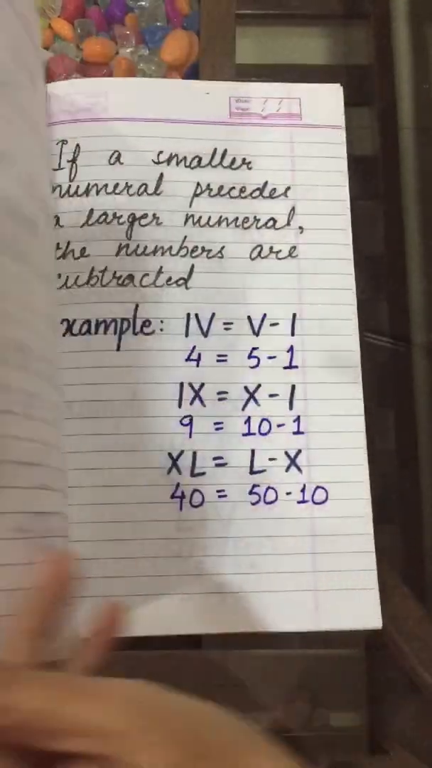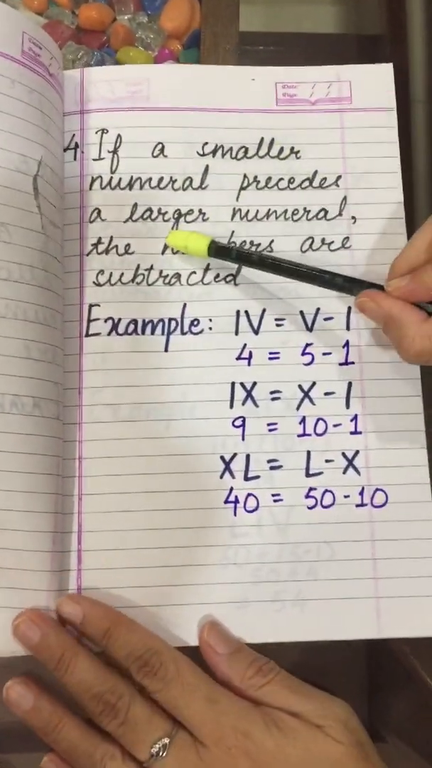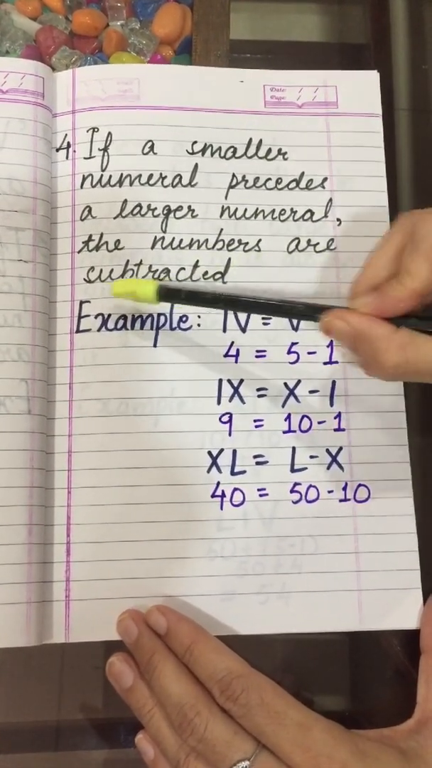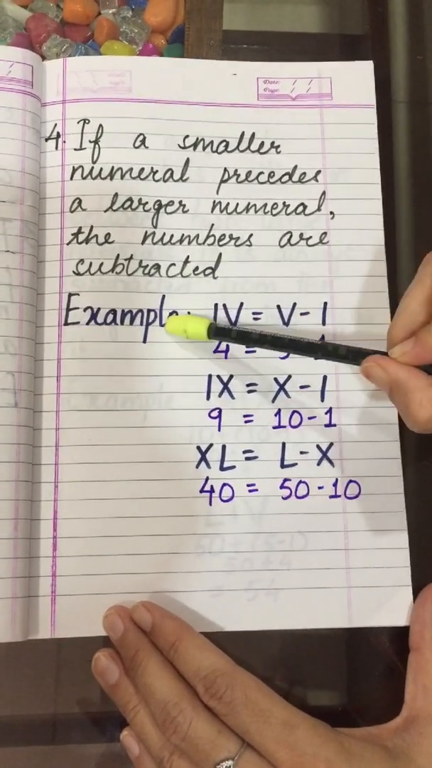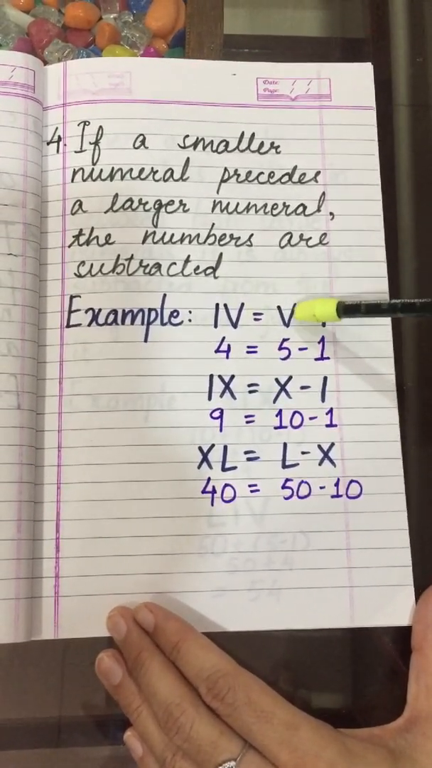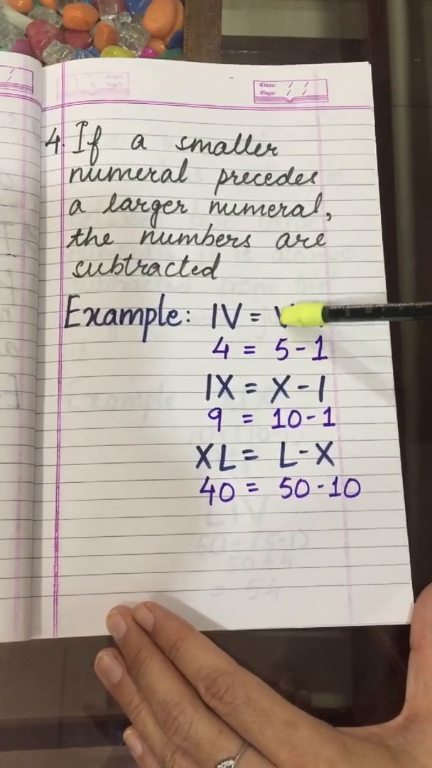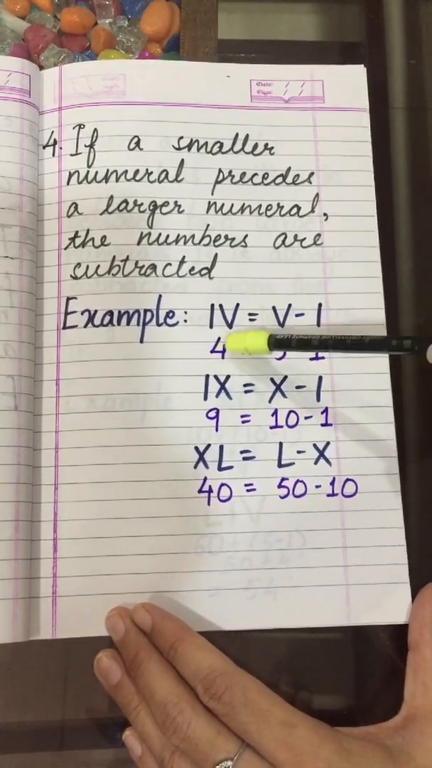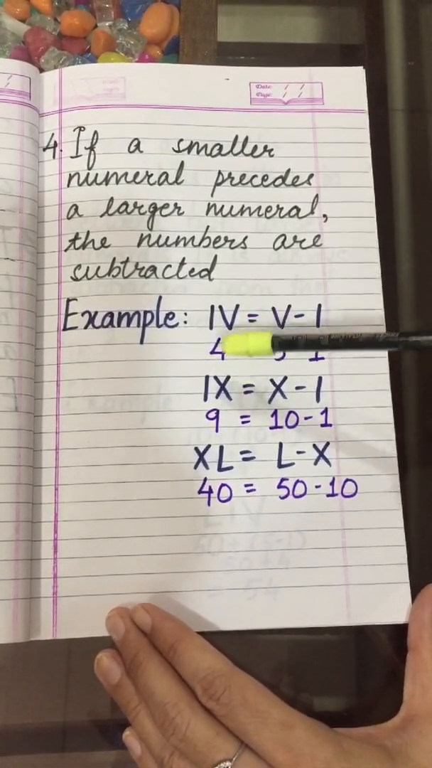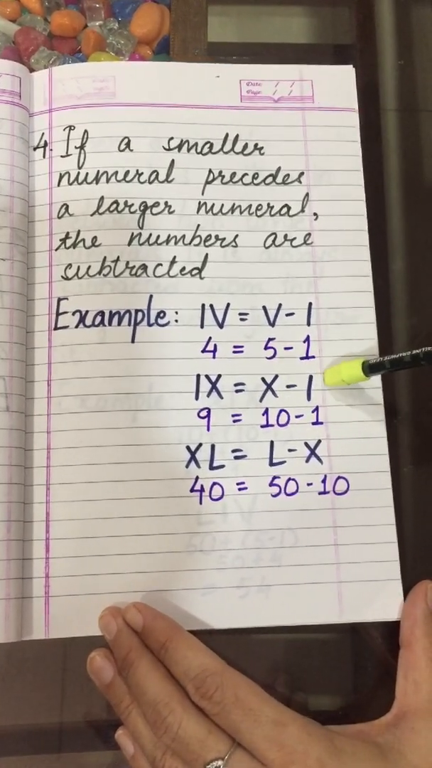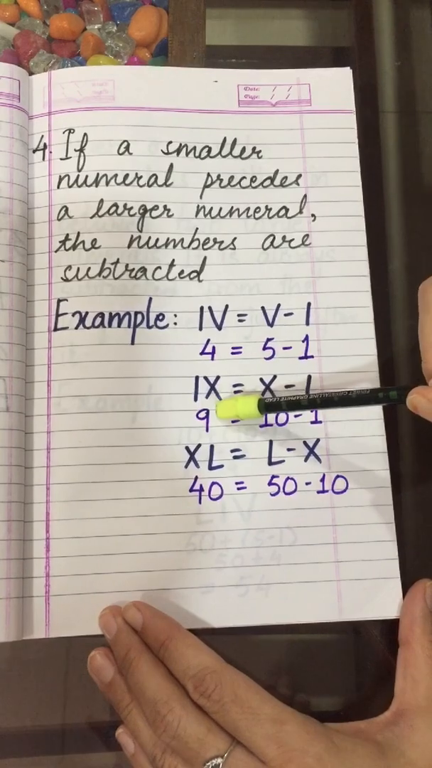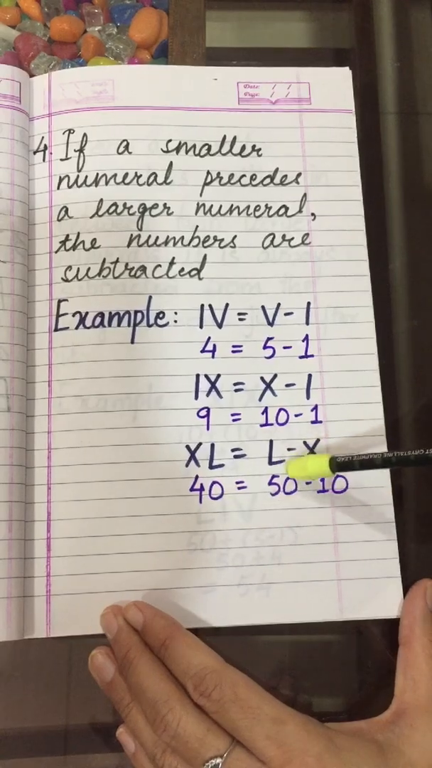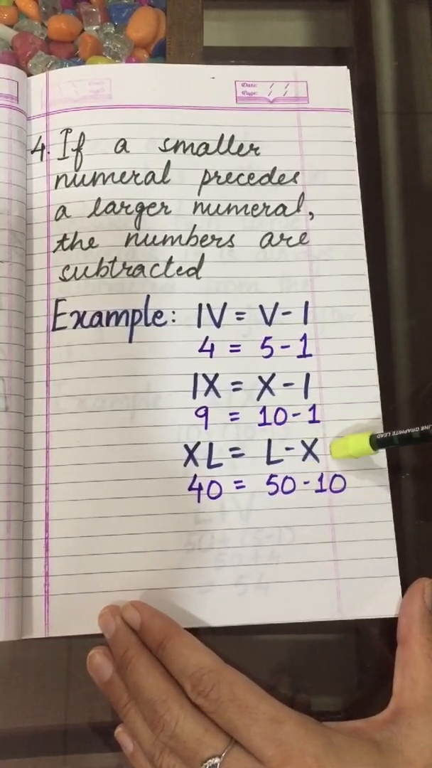Rule number 4. If a smaller numeral precedes a larger numeral, the numbers are subtracted. For example, IV means V minus I. V is 5 minus I, which is 1. 5 minus 1 becomes 4. For example, IX is X minus 1, 10 minus 1 becomes 9. So IX is 9. The same with XL, 40. 50 minus 10, that is L minus X.